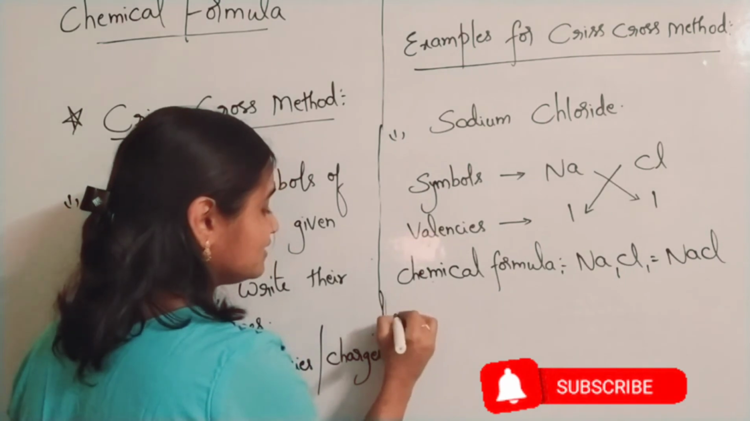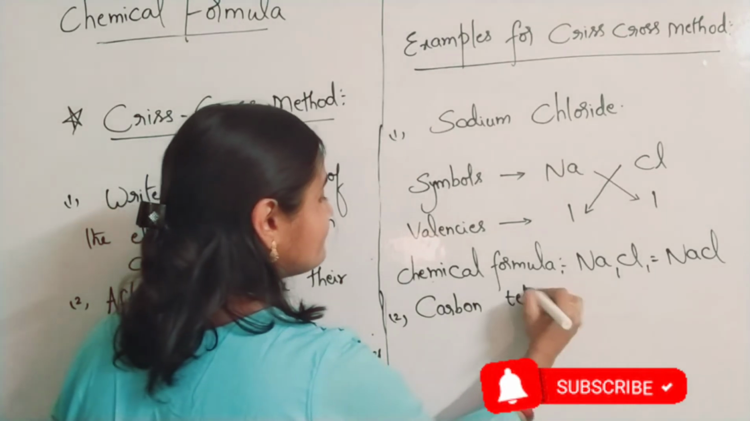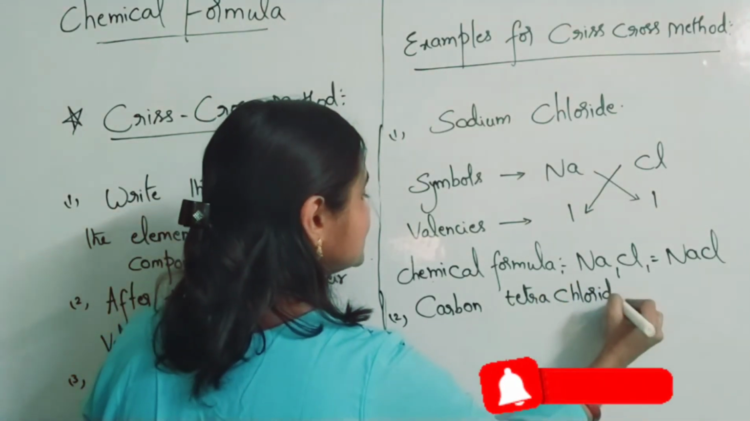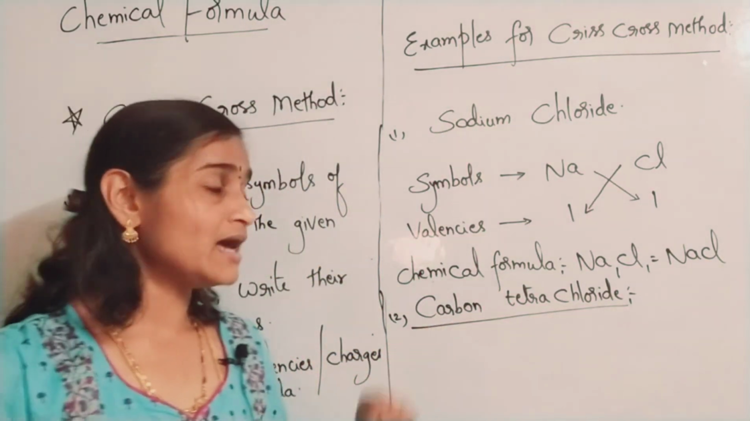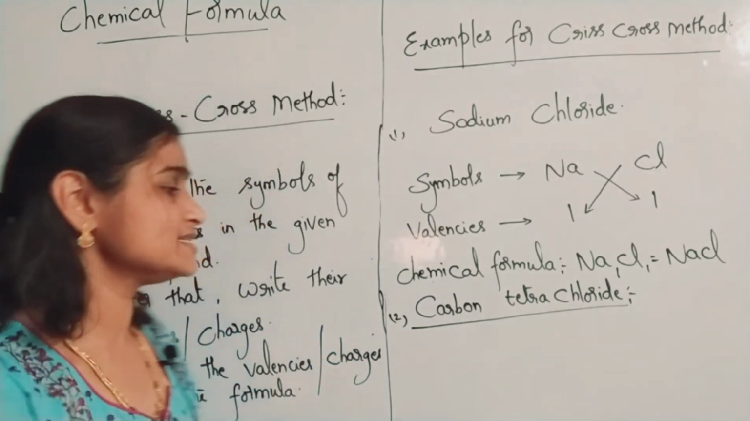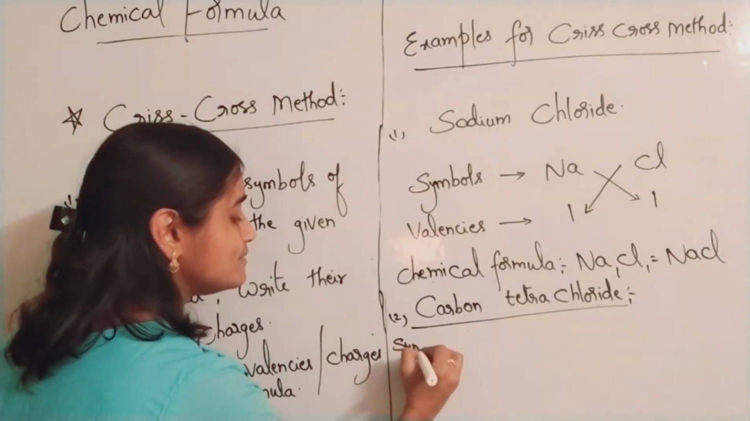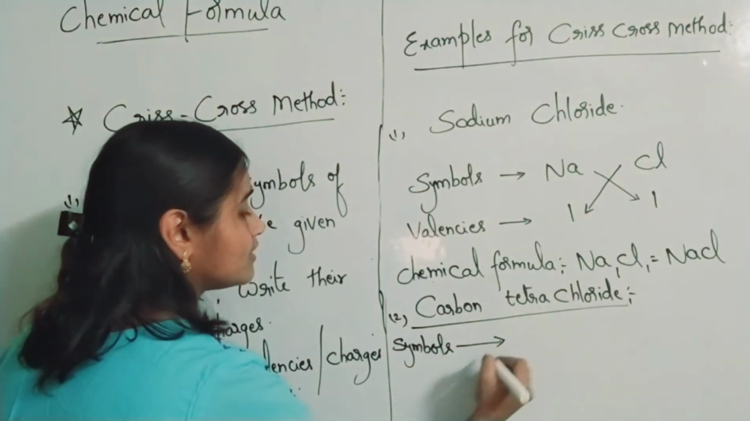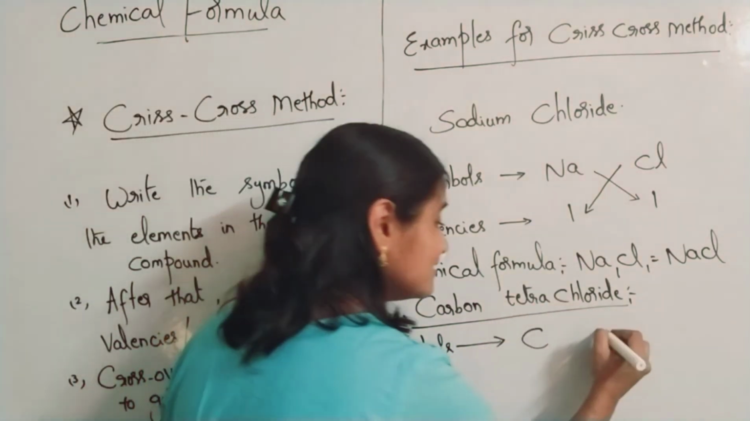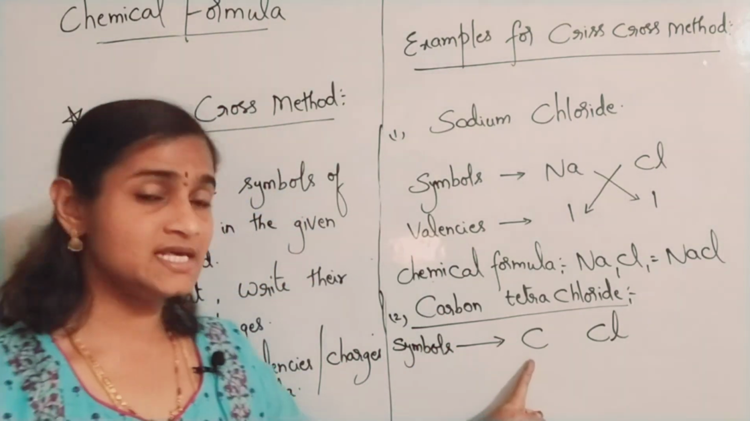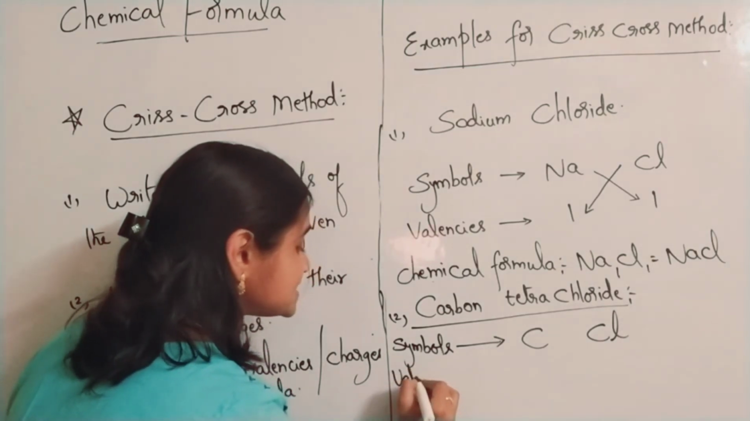Let us learn the second example, carbon tetrachloride. You are finding two elements in this, carbon and chlorine. Let us see how to write the formula of this compound. First, what did I tell you to write? Write the symbols. Carbon symbol C, chlorine symbol Cl. Please remember, carbon symbol is C and chlorine symbol is Cl. Now write the valencies.